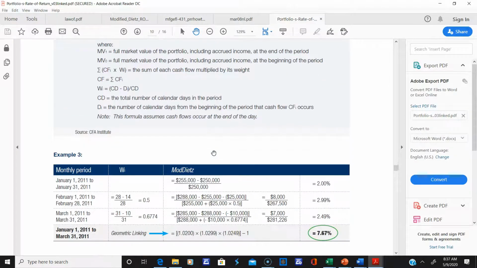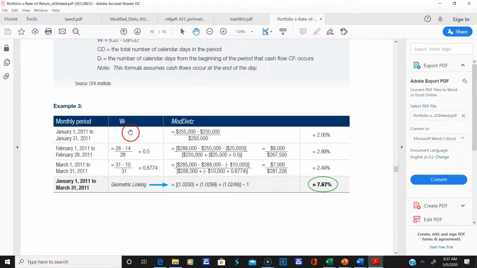Okay, so there's a nice example here, and they show you the different weights being calculated. Okay, so February 1st to February 28th. Okay, and here's the weights. Okay, and again, here they calculate weights.